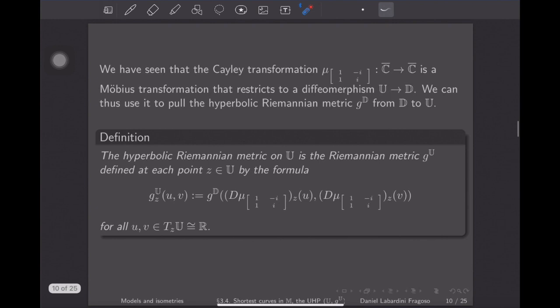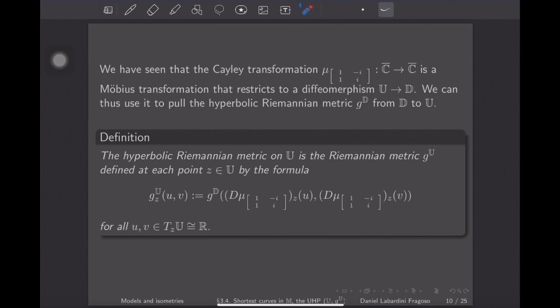Okay, and then here you recall that Cayley's transformation comes from this matrix, and it's actually defined on the whole C bar, and we saw that it restricts to a diffeomorphism from U to D, from the upper half plane to the Poincaré disk. Now, we are going to do something similar to how we defined the hyperbolic metric on the disk, because what we did was pull it from a diffeomorphism from the disk to the hyperboloid, because we already had a Riemannian metric on the hyperboloid.